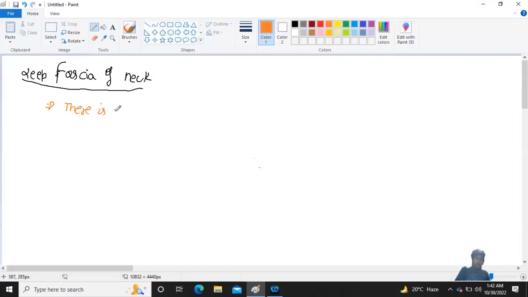There is no deep fascia in face. फेस पे कोई डीप फेशिया नहीं है except some region, like the parotid gland. Other parts have no deep fascia. There is no deep fascia in the face except, the exception is at the parotid gland. Just parotid gland पे fascia, then there is no deep fascia in the face. So this is deep fascia of neck.